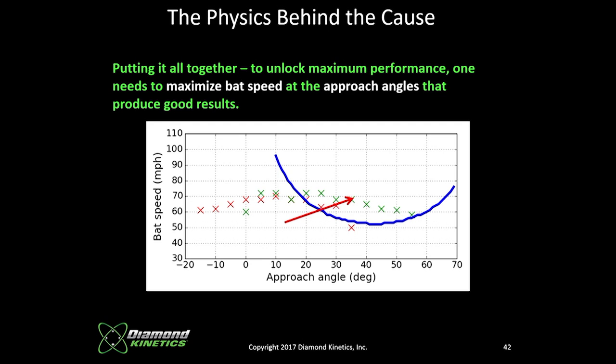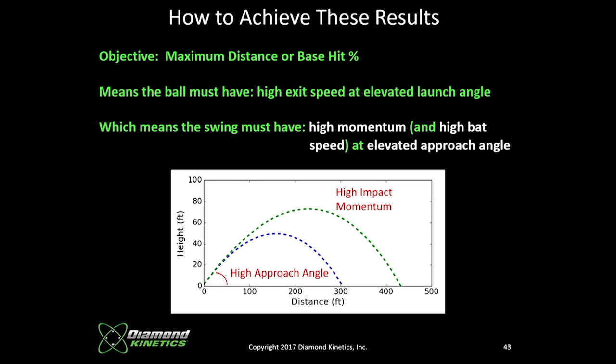Momentum is mass moving at a velocity. So heavy bat moving at a certain speed, that's its momentum. So we want to increase our momentum, and we want to do it at the right angle. Those are the two things, or two of the things we can measure in SwingTracker using our Diamond Kinetics sensor.